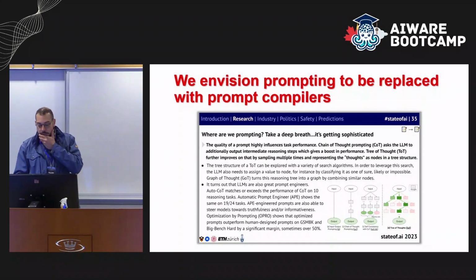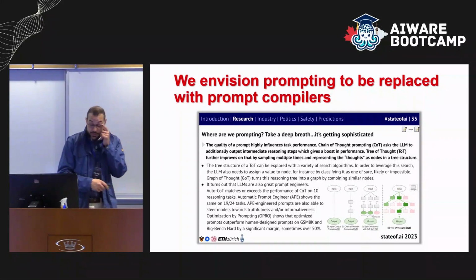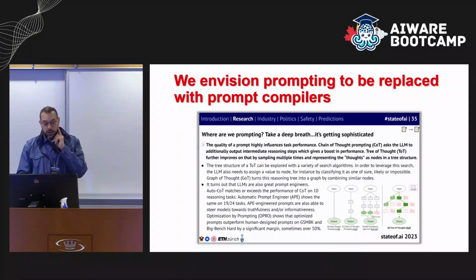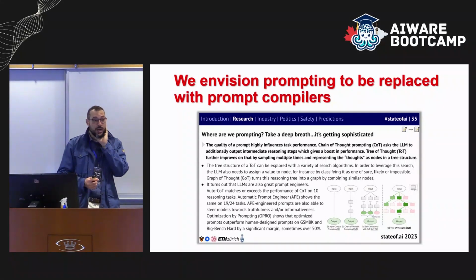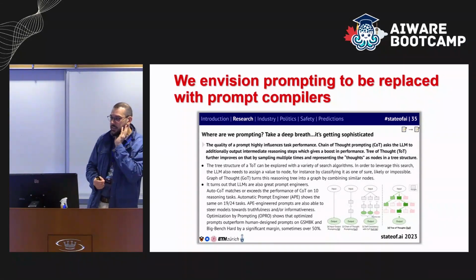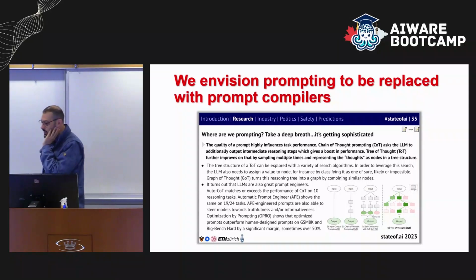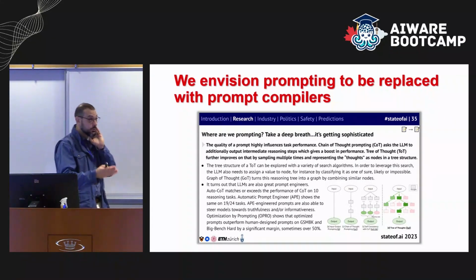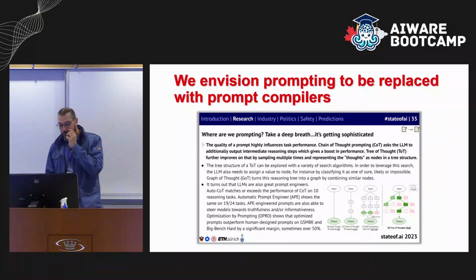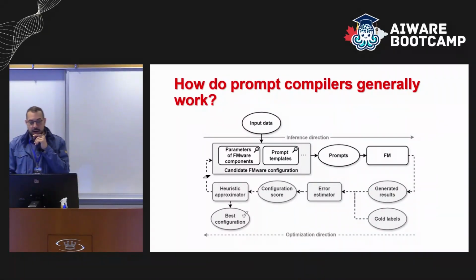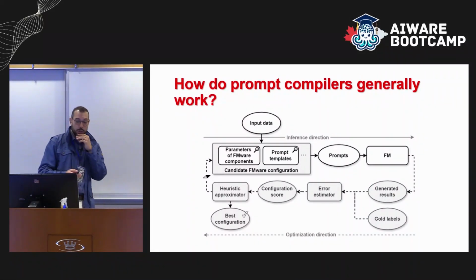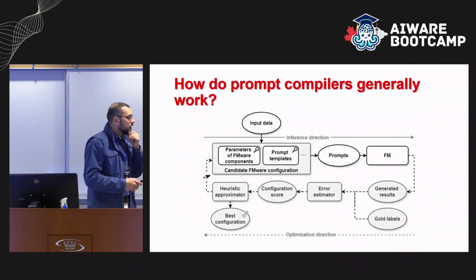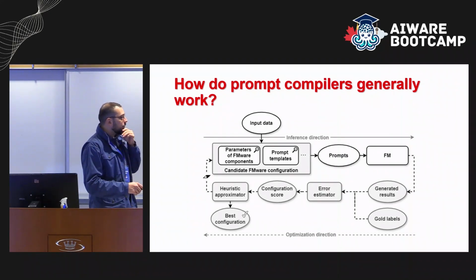This is not new. The State of AI Report in 2023 was already pointing in this direction, with prompt compilers being something. So instead of manually searching over this search space, we would have an automated process doing this. And here is how these prompt compilers generally work.